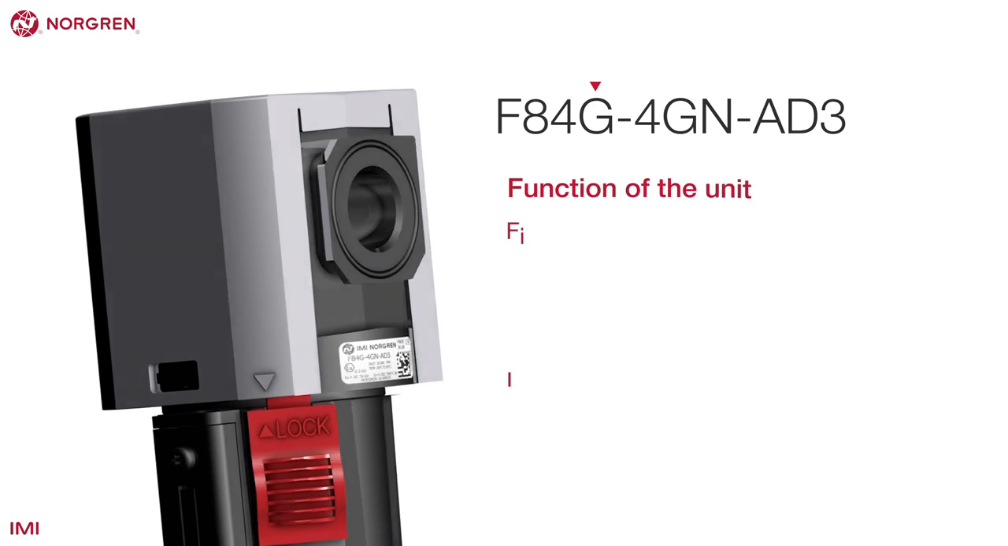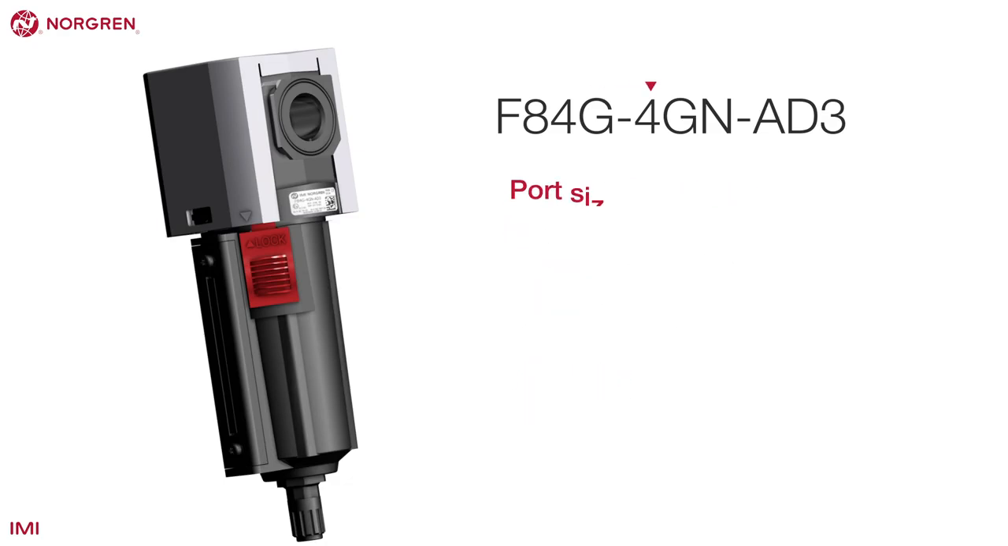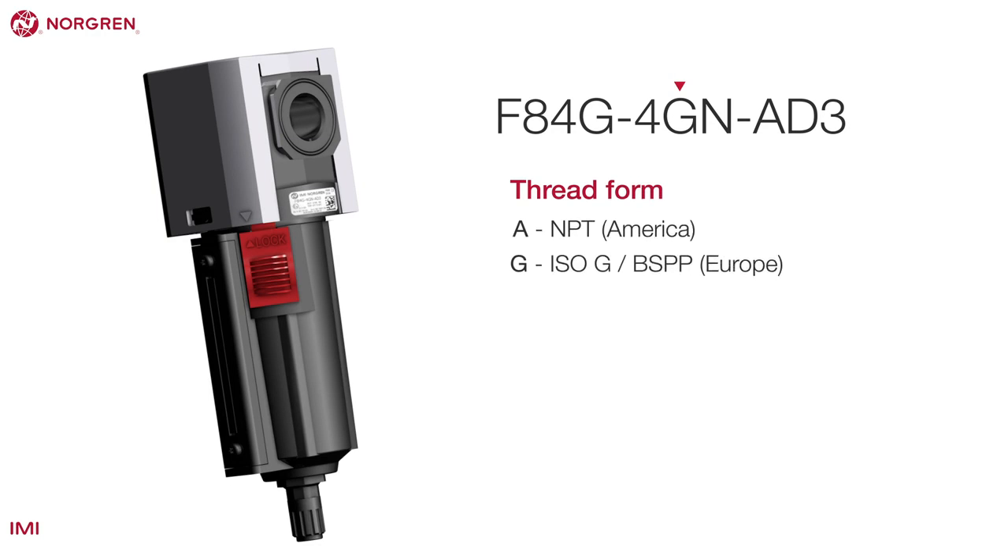The fourth digit gives more detail on the function of the unit. In our example, G represents general purpose. The fifth digit represents the port size, which is also measured in 1/8 of an inch. Again, in our example, this is 4. The sixth digit tells us the thread form. G represents ISO G thread.